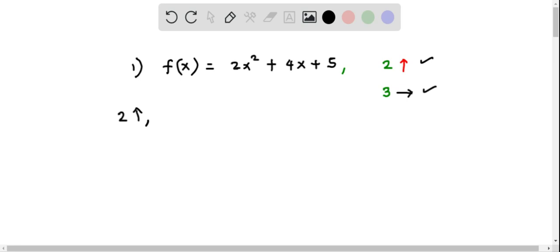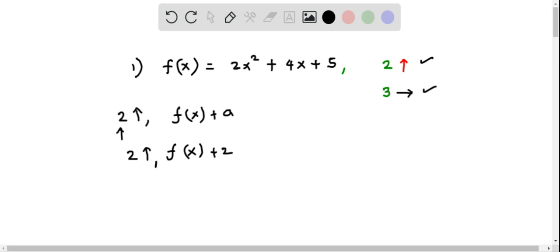When f of x is translated a units up, it is basically f of x plus a. This is what we have to perform. And so here a equals 2. Therefore, we have to find f of x plus 2, and this gives 2 units up.